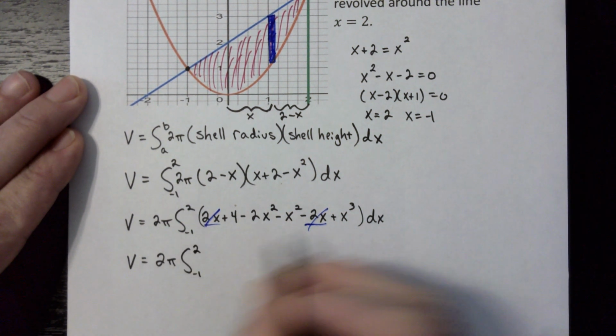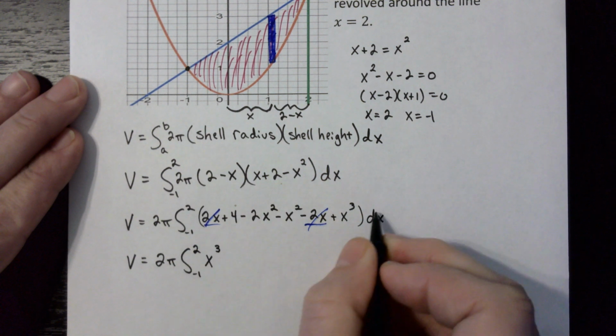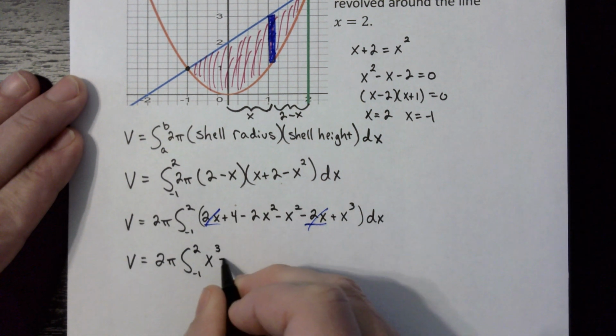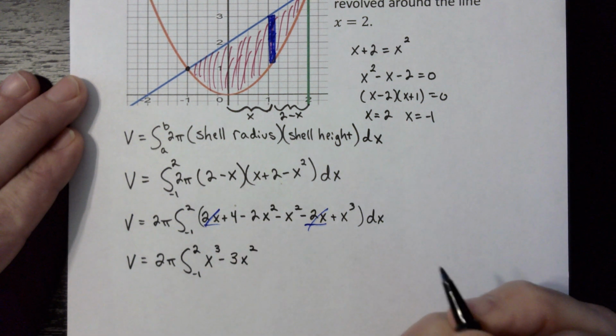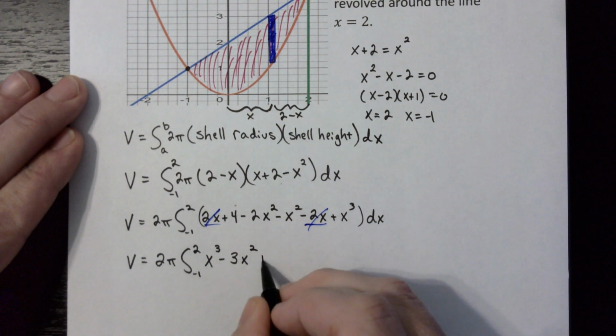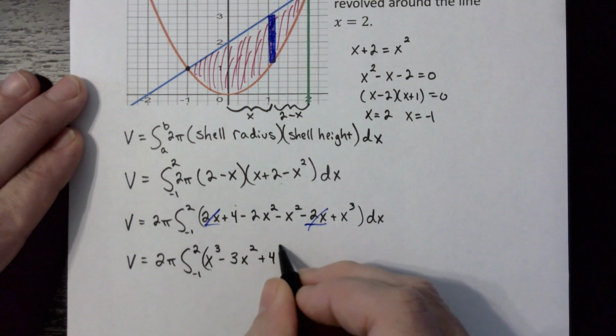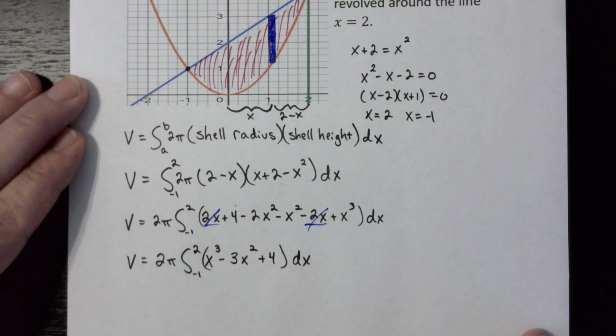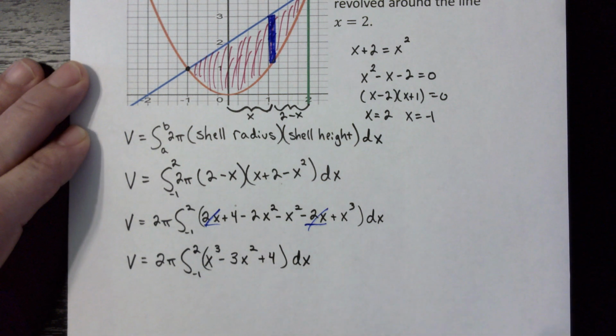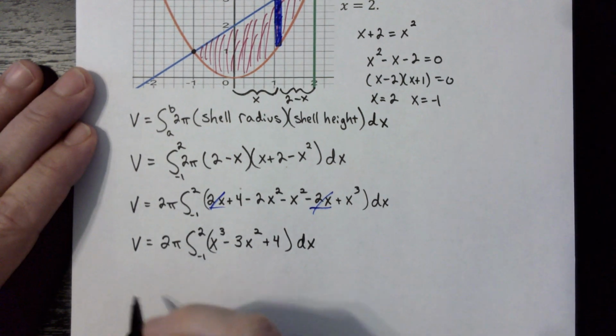We've got an x cubed, nothing to go with it. We've got these two terms, that's -3x squared. Okay, and then we've got this plus 4 left. Okay, and this is all with respect to x. Okay, so x cubed minus 3x squared plus 4. So let's go ahead and take the integral of this.